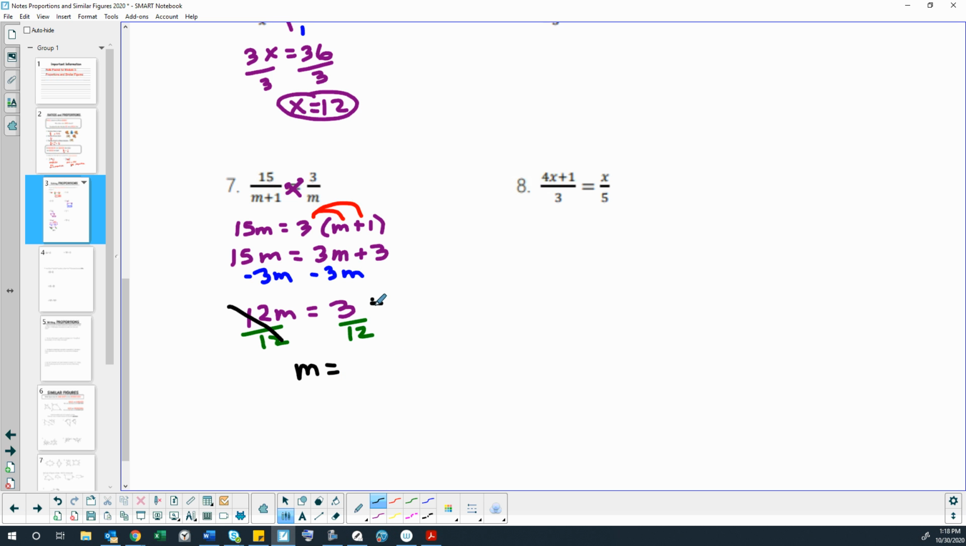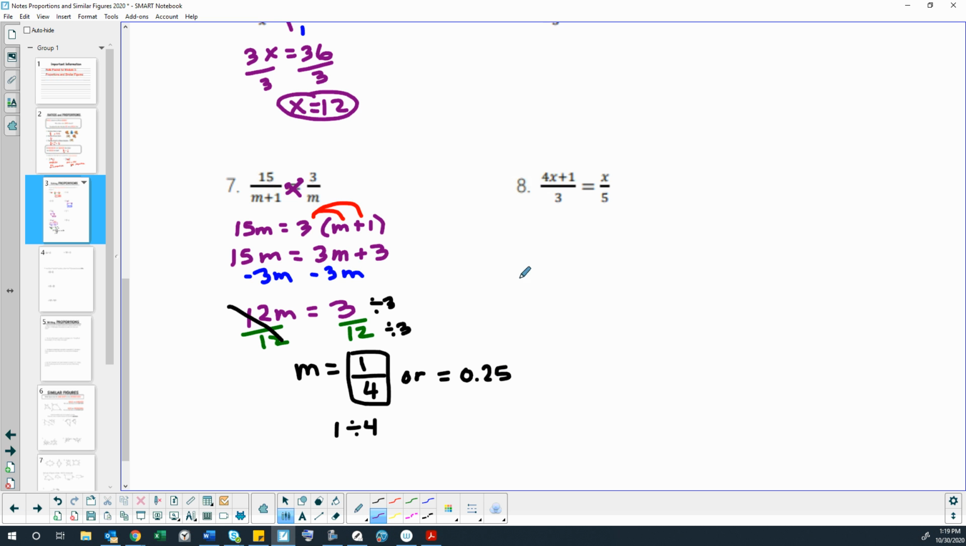Now both 3 and 12 are divisible by 3. So 3 divided by 3 is 1, and 12 divided by 3 is 4. That takes our answer down to a reduced fraction, 1/4. Or if you use a calculator, you can take 1, divide 4, and get a decimal answer, which is 0.25.